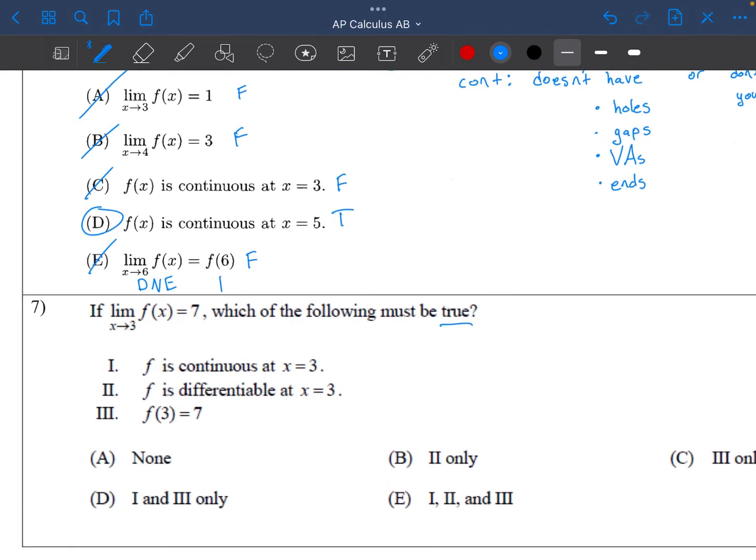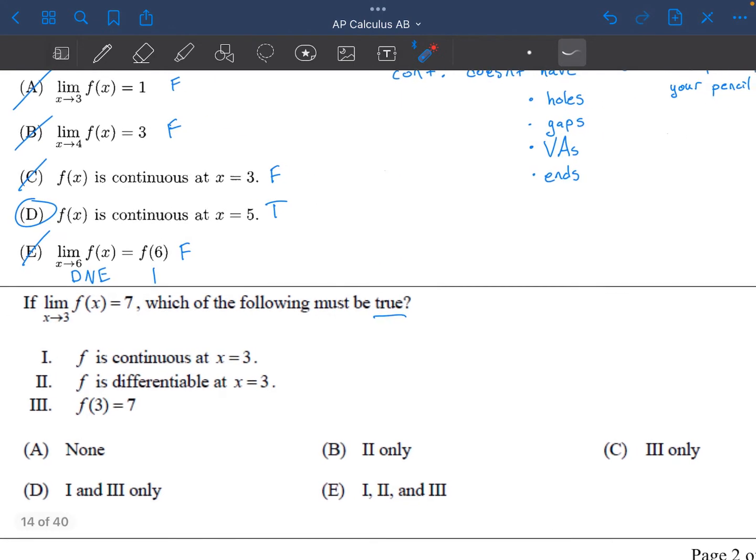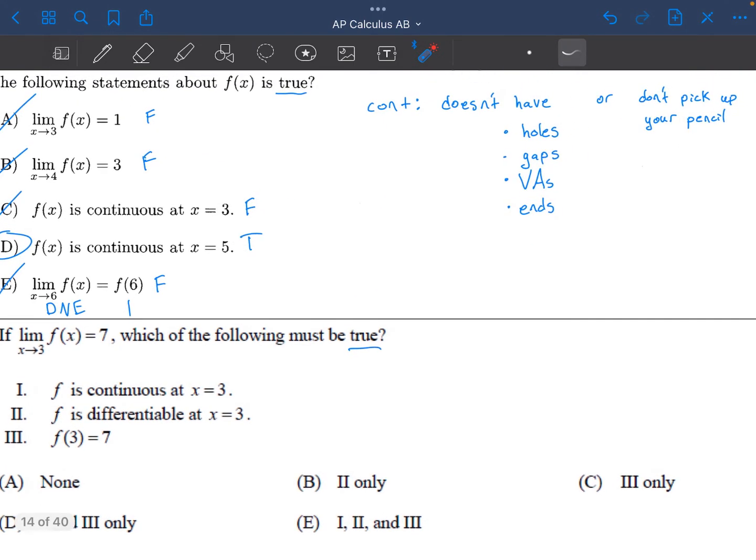Number 1 is saying f is continuous at x equals 3. Okay, and it's using this word continuous. So we need to go ahead and remind ourselves. I'm going to use that easy definition of continuity. Don't pick up your pencil. And I already wrote that down up above, so I'm not going to write it down again.